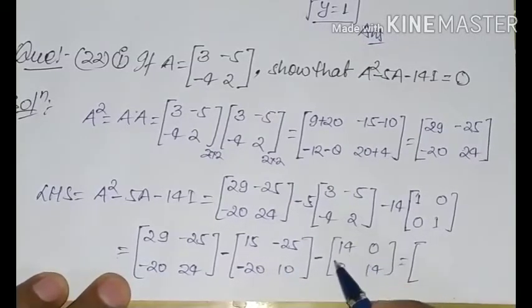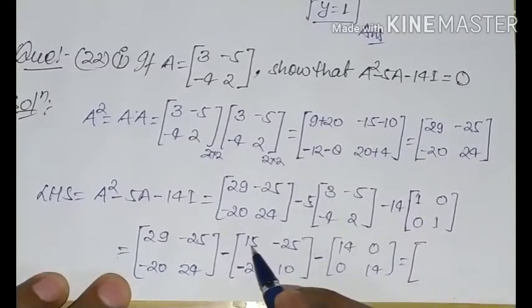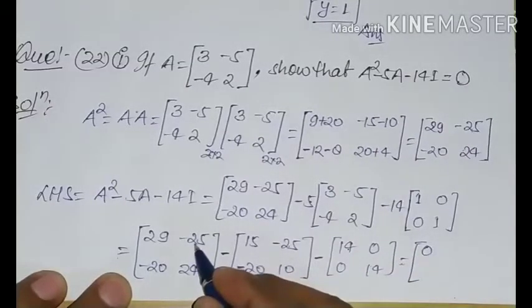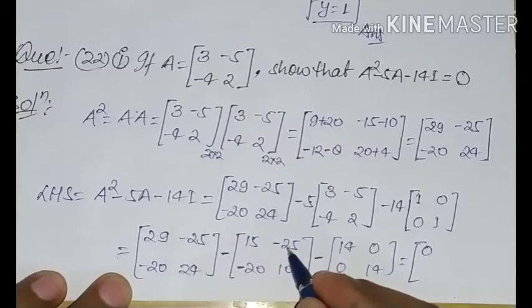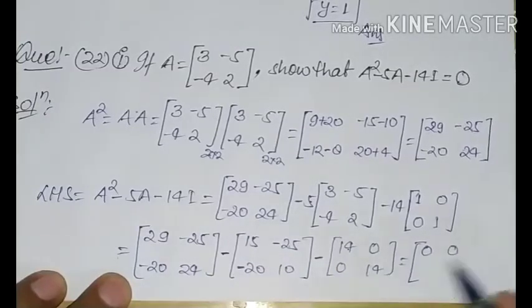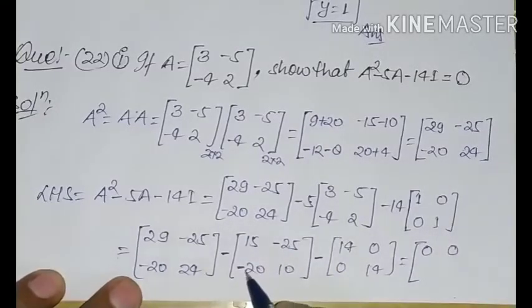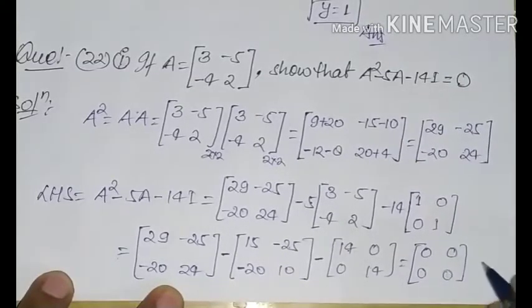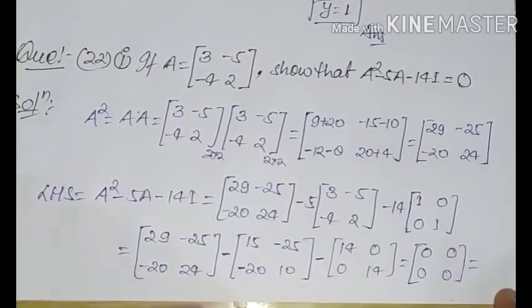Okay, 29 minus 29 will be 0. Here minus 25 plus 25 plus 0 will be 0. Minus 20 plus 20 will be 0, and minus 0 also 0. Here 24 minus 10 minus 14, minus 10 minus 14 will be minus 24, and plus 24 will be 0. Then here will be 0. Okay, this is a null matrix of order 2 by 2.